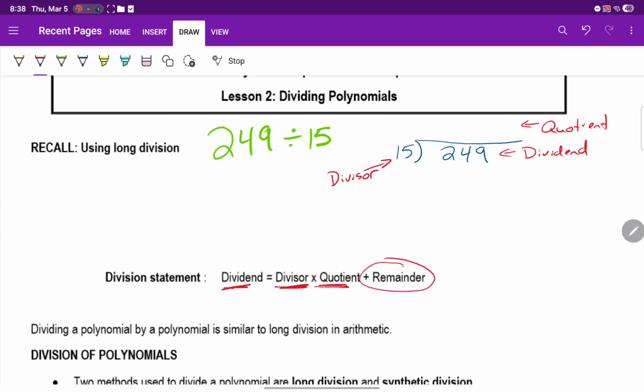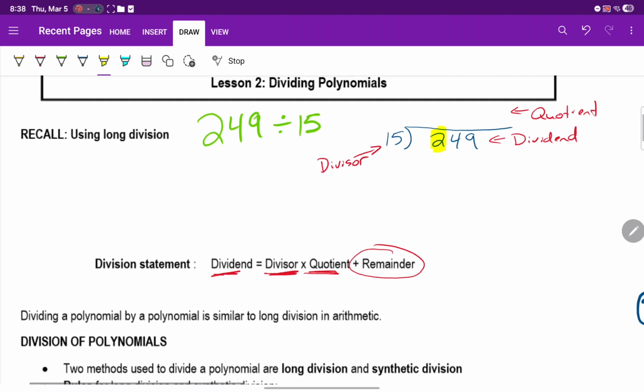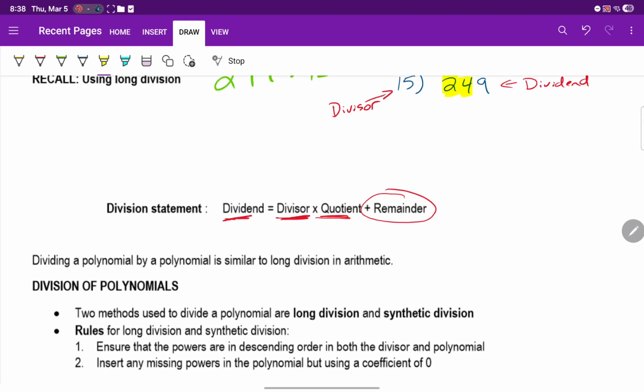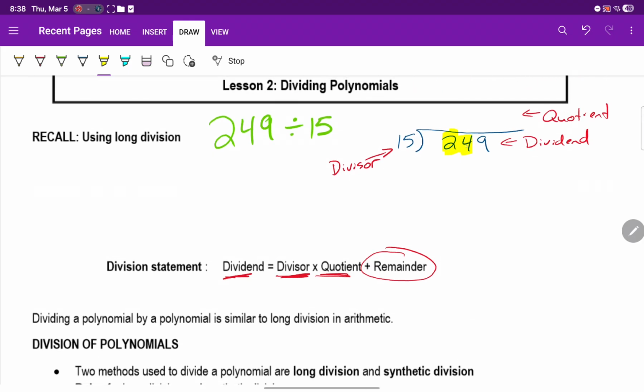And then eventually at the bottom we're going to determine what our remainder is. So in order for me to divide 249 by 15, I'm going to start with my hundreds column, okay? And I'm going to say how many times does 15 go into 2? Does 15 go into 2? No, it does not. 15 is too big. It does not go into 2. So if it doesn't go into that first number, we're going to expand our search. We're going to say, okay, does 15 go into 24?